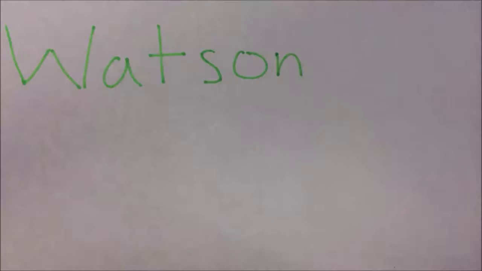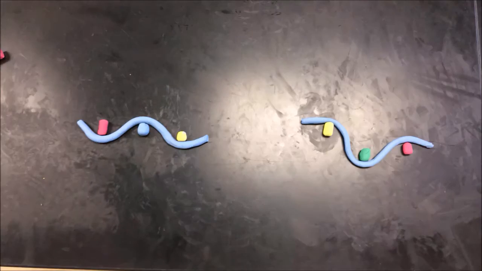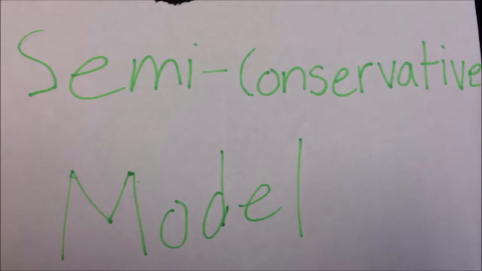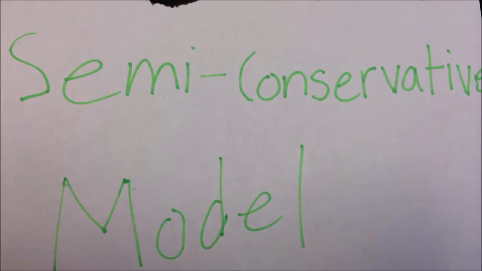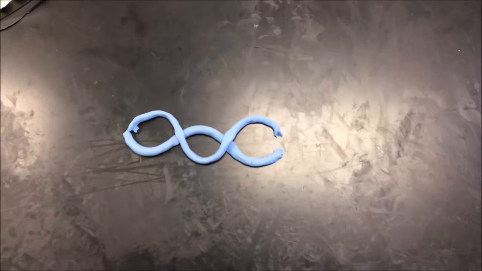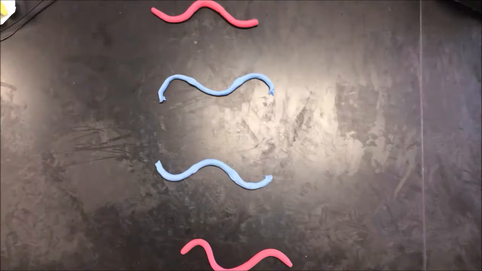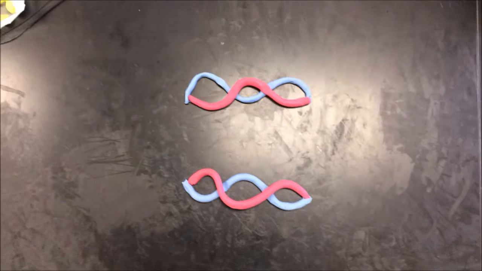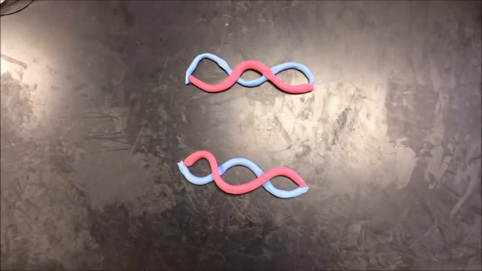Watson and Crick carefully studied the X-ray images and discovered the width of the DNA helixes, which enabled them to deduce that there were two strands of DNA and that they ran anti-parallel from each other. Watson and Crick's semi-conservative model shows that when two strands of parental DNA separate, they each function as a template for the synthesis of a new complementary strand. The resulting daughter molecules will each have one old strand from the parent molecule and one newly made strand.